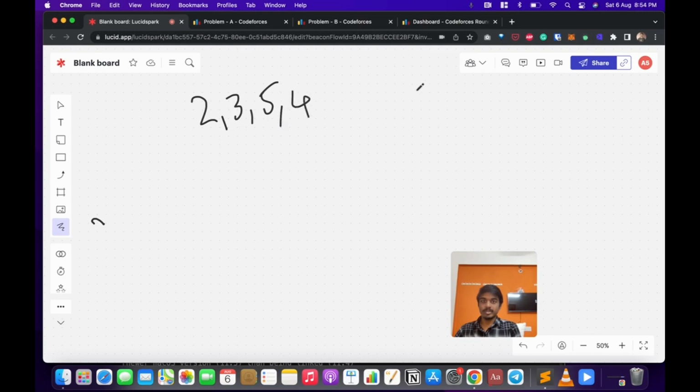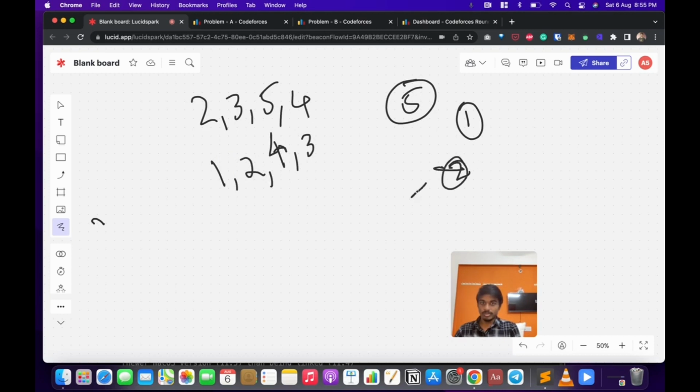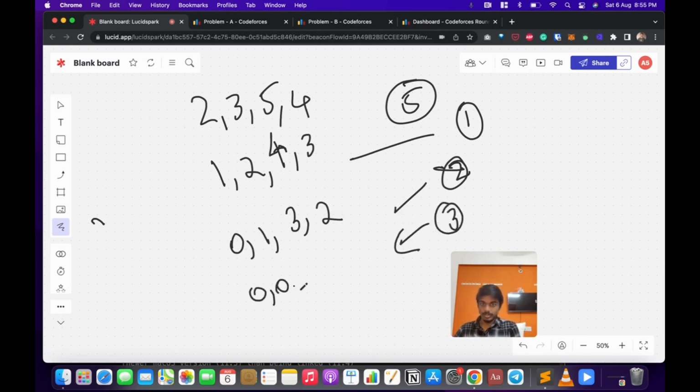2354. We need to prove that there are five operations. Let's take the first operation. First operation, it decreases everything by one: 1, 2, 4, 3. Apply second operation. What is the result? 0, 1, 3, 2. Apply third operation. What is the result? 0, 0, 2, 1. Apply fourth operation. It will be 0, 0, 1. Fifth operation.